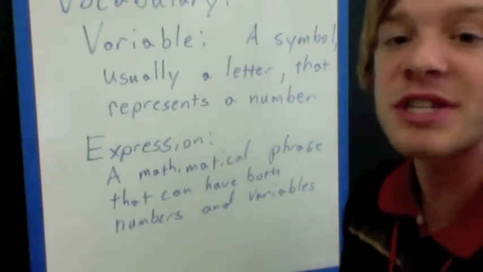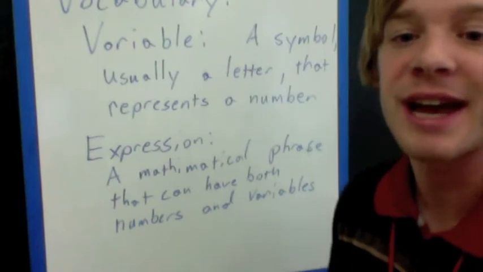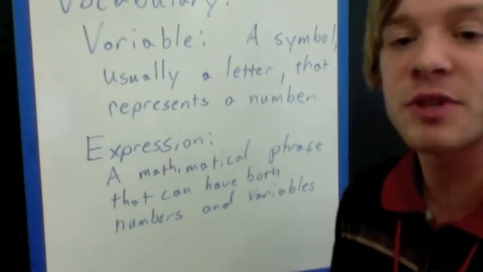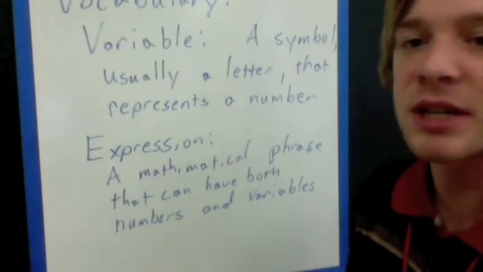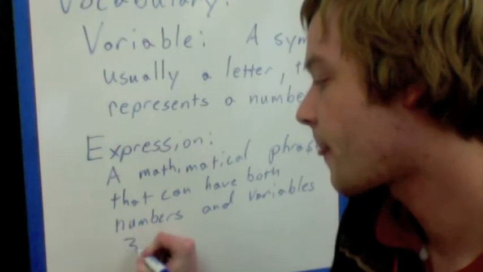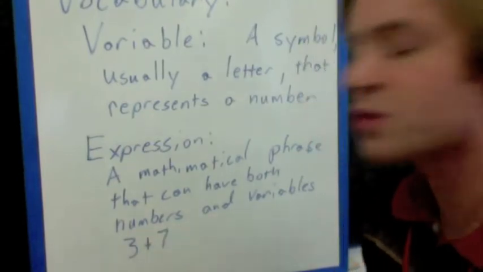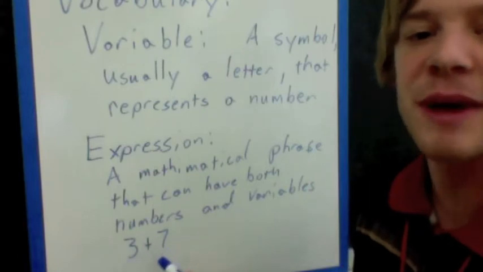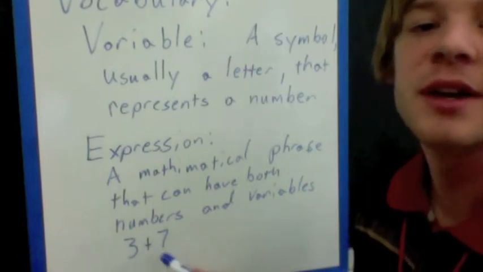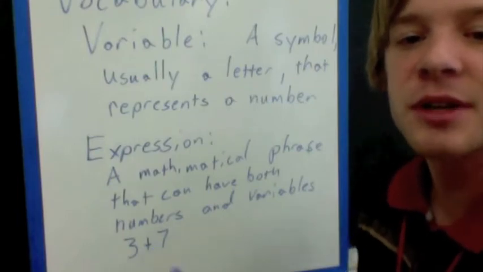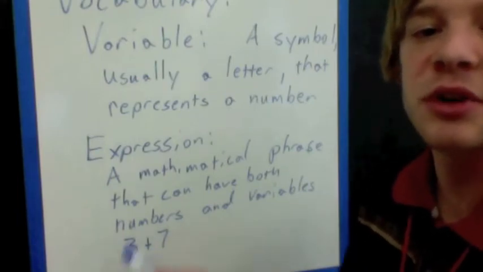An expression is a mathematical phrase that can have both numbers and variables. For instance, an example of an expression would be 3 plus 7. This is what I mean by a mathematical phrase. We have what's the equivalent of a mathematical sentence right here. We've got numbers, we have an operation here. So this is an expression that only contains numbers.